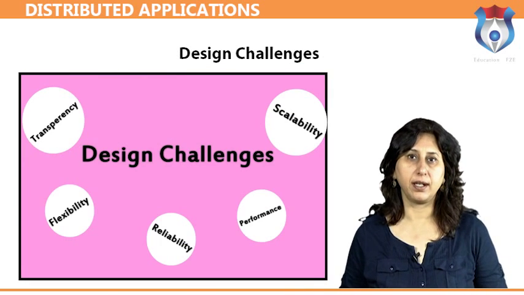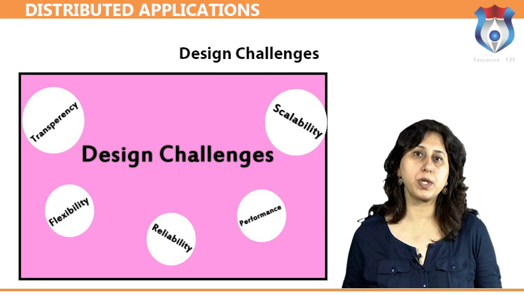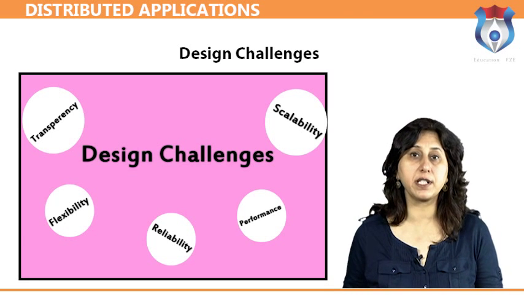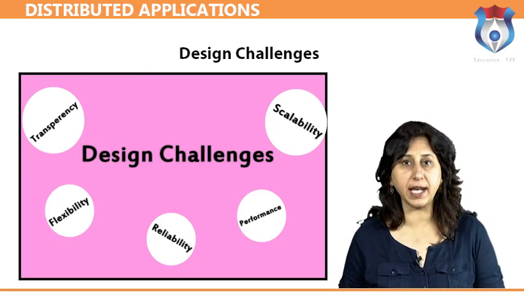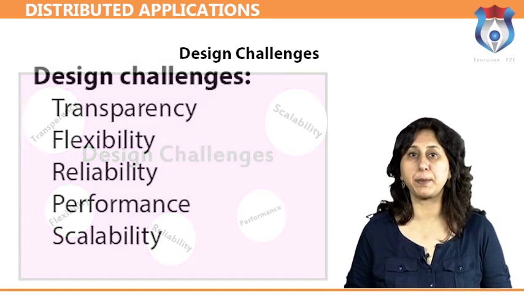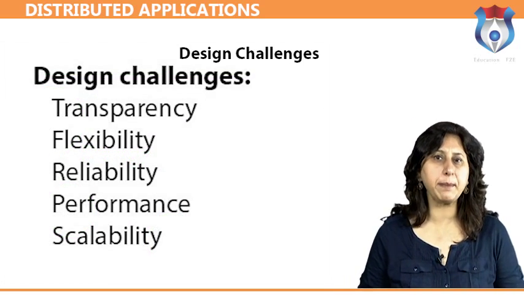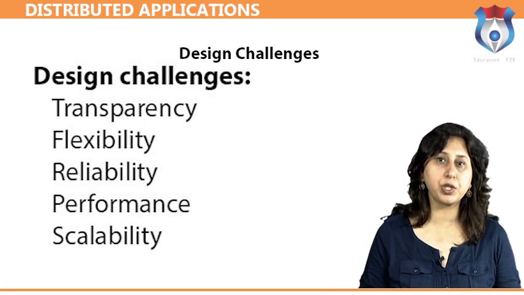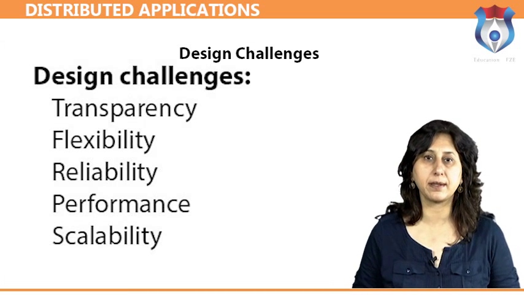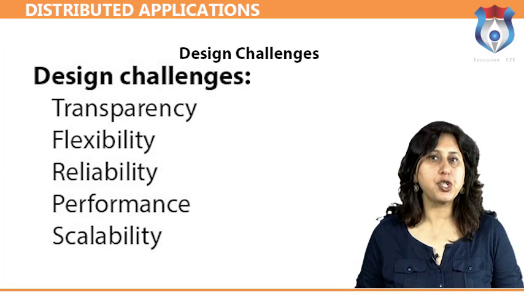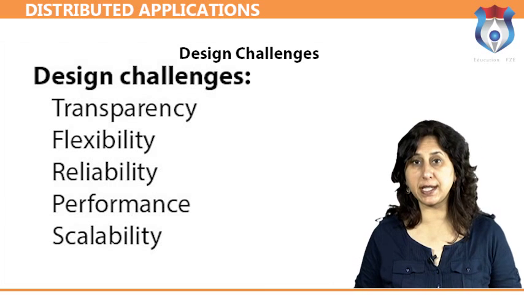Design challenges. There are a number of issues with which a designer of a distributed system has to contend, like transparency. Transparency means hiding distribution from the user's programs. Flexibility. It should be easy to develop distributed systems.